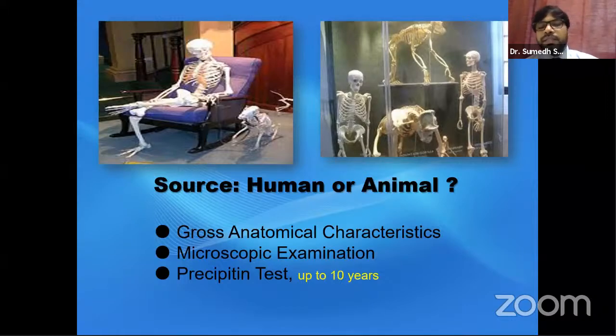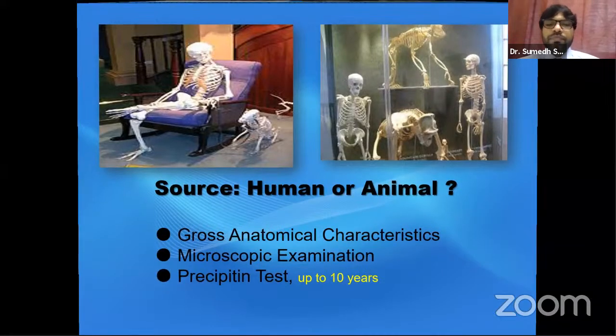If you get a skeleton up to 10 years old, you can go for this test, which is called the antigen antibody test. This antigen antibody test is very important. It differentiates between human and other species. So the second point was the source, whether it was from human or from animal.